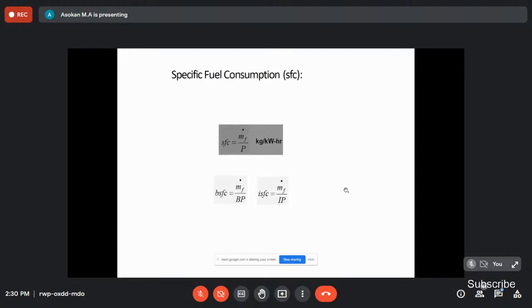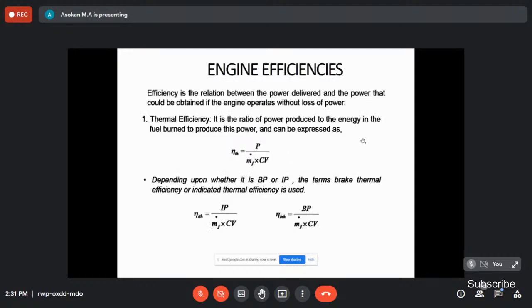And the specific fuel consumption. Okay, fine. Mass of the fuel to the brake power. What is the specific fuel consumption? So brake specific fuel consumption is mass of the fuel by brake power. Indicated specific fuel consumption is mass of the fuel by indicated power. Right? How much fuel is utilized for producing brake power? How much fuel is utilized for developing indicated power? That is the brake specific fuel consumption and indicated specific fuel consumption. The unit is kg per kilowatt hour.